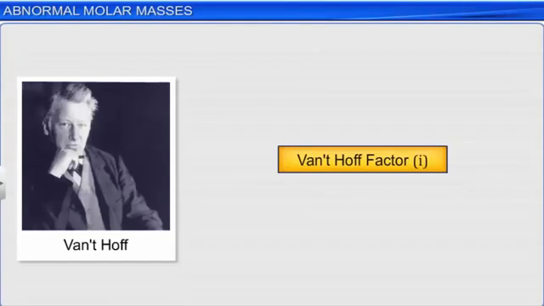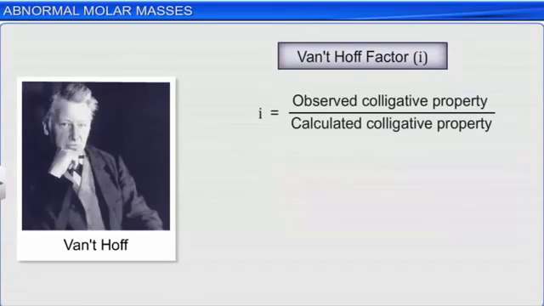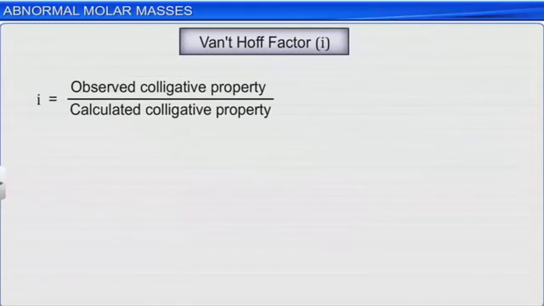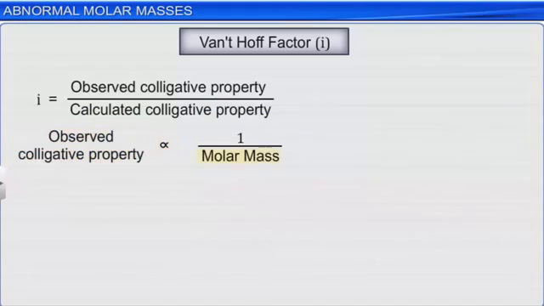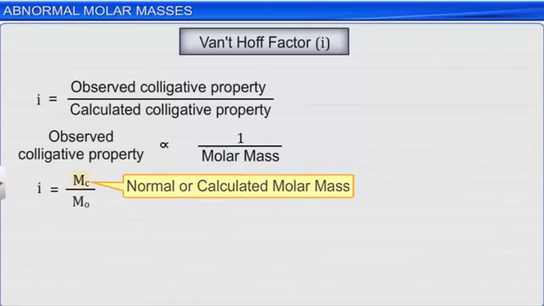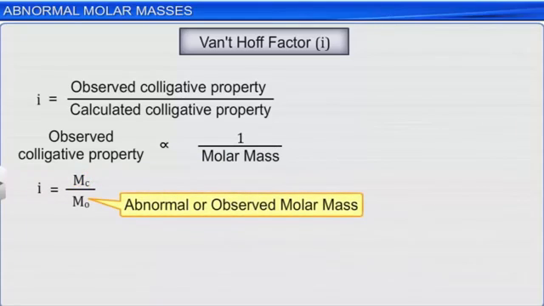Quantitatively, van 't Hoff's factor i is defined as the ratio of the observed colligative property to the calculated colligative property. Thus, the expression for i can be written as i equals the observed colligative property divided by the calculated colligative property. Now, since colligative property is inversely proportional to molar mass, i, in terms of molar mass, becomes i is equal to normal or calculated molar mass Mc divided by abnormal or observed molar mass Mo.